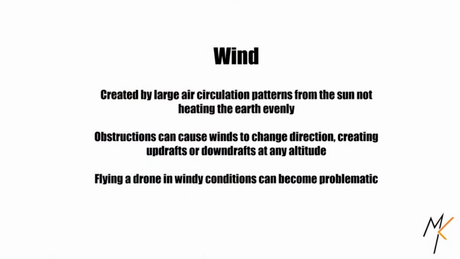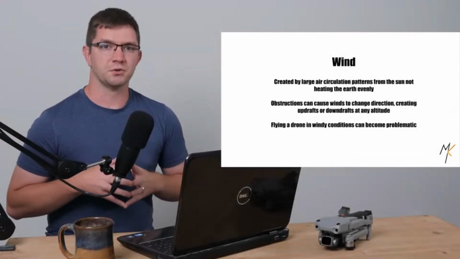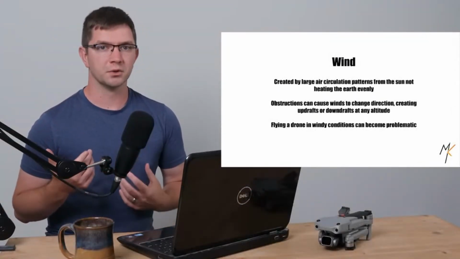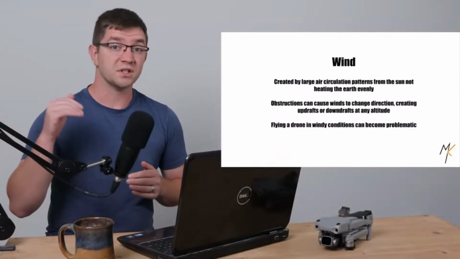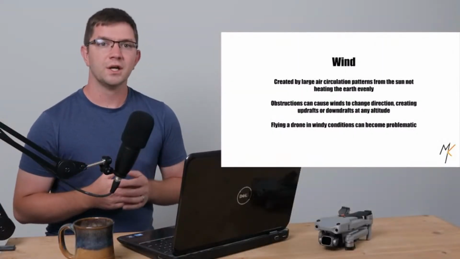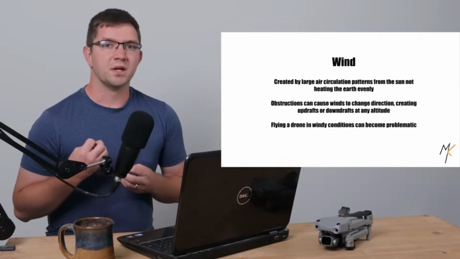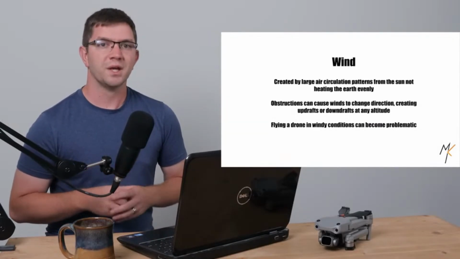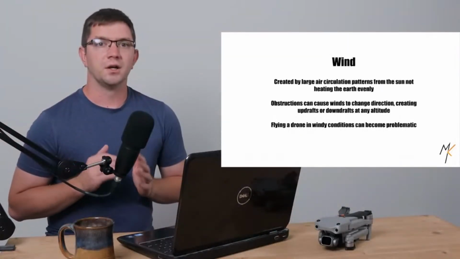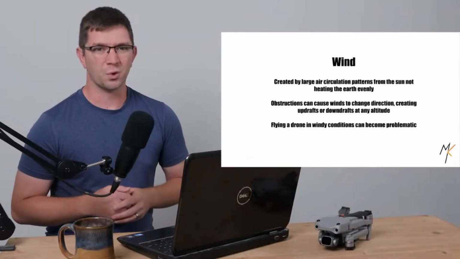Wind, as I mentioned just a moment ago, because the surface of the Earth is not heated evenly all over, creates large air circulation patterns that can vary. When wind hits various structures on the ground, such as trees or buildings, it's going to affect the flow of that wind, which can cause updrafts and downdrafts at any given altitude. That plus high winds can make flying your drone very difficult, even if it has built-in stabilization. So just take caution when flying on days that are windier than normal.